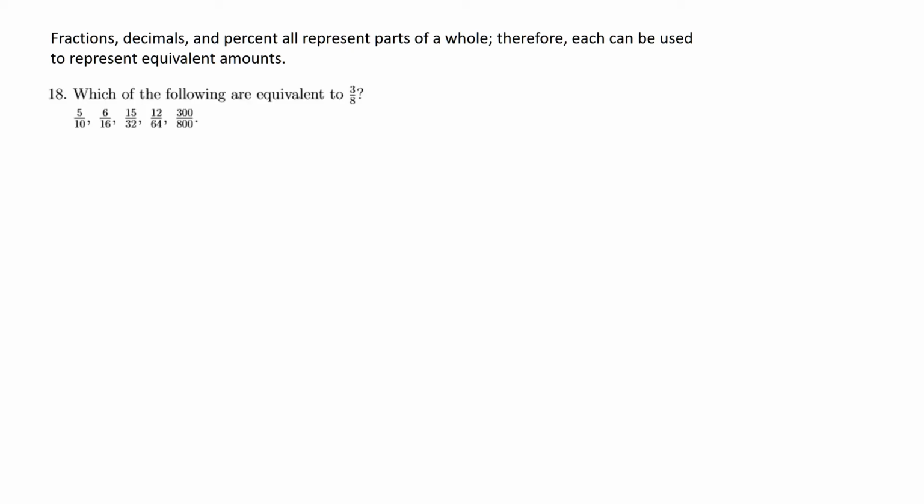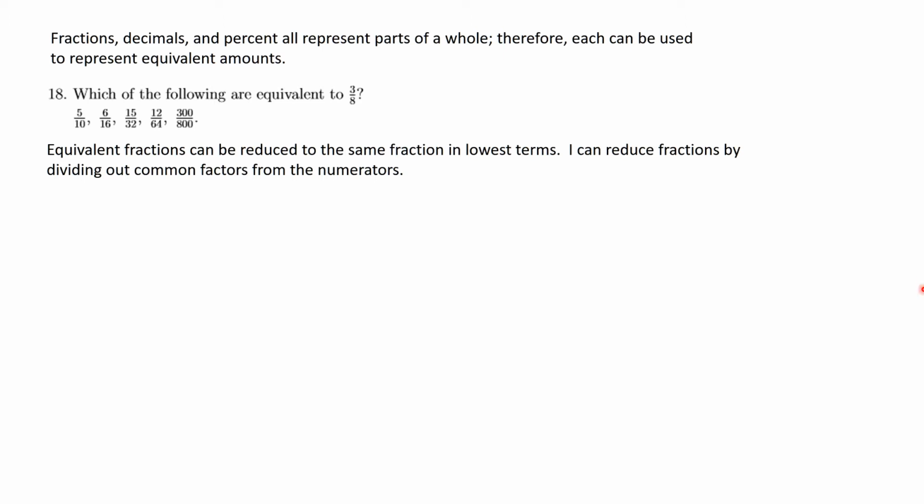So let's first talk about how to write fractions that are equivalent. Okay? So if you have equivalent fractions, they can be reduced to the same fraction when they're in lowest terms. So we reduce a fraction by taking the numerator and the denominator and dividing out a common factor from both. Okay, so when I reduce these 5/10, if I divide the numerator and the denominator by 5, it reduces to 1/2.